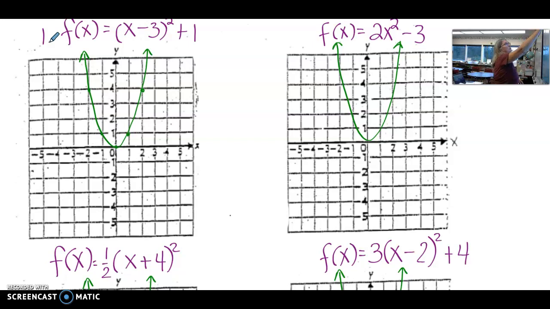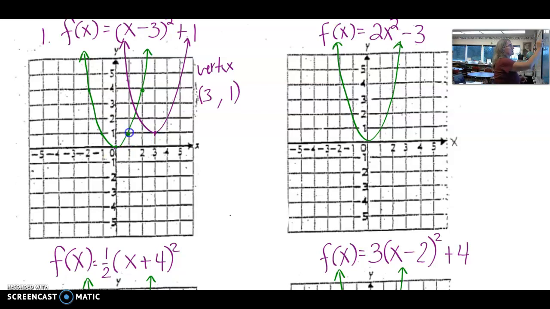So the vertex will be shifted. Instead of 0, 0, like the parent function, it's now going to be moved over 3 to 3, comma 1. So it'll be this exact same shape, moved over 3 units to the right and up 1 unit. Notice that we have the parent at 0, 0, and then from that vertex, I'm going to go the same distance over and up from the vertex.